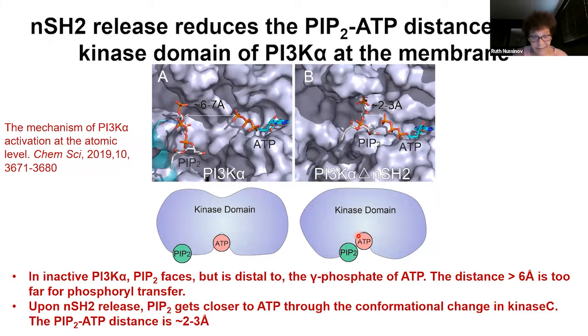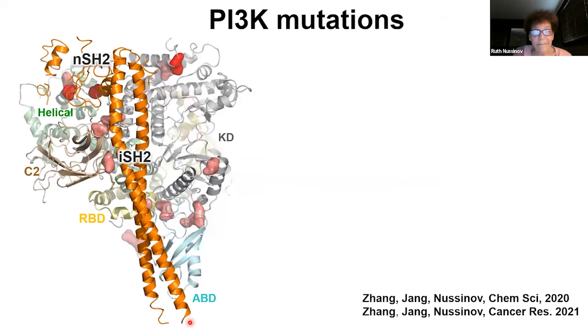So what is then the mechanism upon NSH2 release? In the inactive PI3K, the PIP2 faces, but is distal to the gamma phosphate of the ATP with a distance over 6 angstrom, being much too far for phosphoryl transfer. Upon NSH2 release, the PIP2 gets closer to the ATP through the conformational changes at the C lobe of the kinase domain, and the distance shrinks to 2 to 3 angstroms.